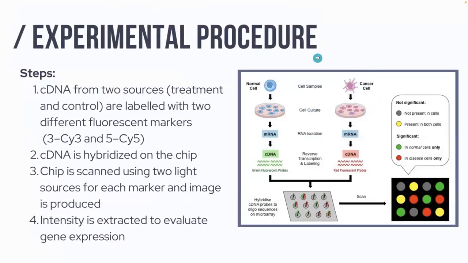All right, so moving on to the procedure. In this figure, it's looking at two types of cells, a normal cell and a cancer cell, but of course, it could depend on your control and treatment. They're isolating the RNA from these cells. One thing to note is that RNAs are very unstable. So to retain the information during this analysis, you will reverse transcribe it into cDNA.